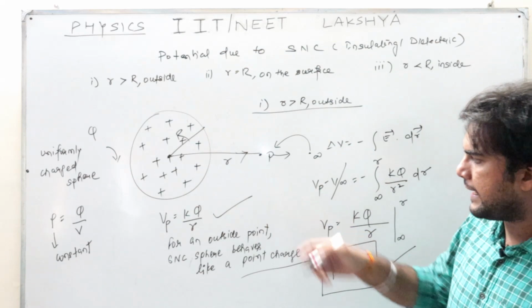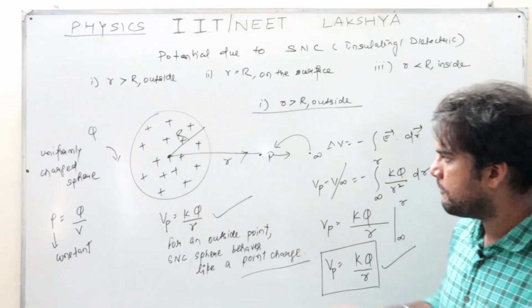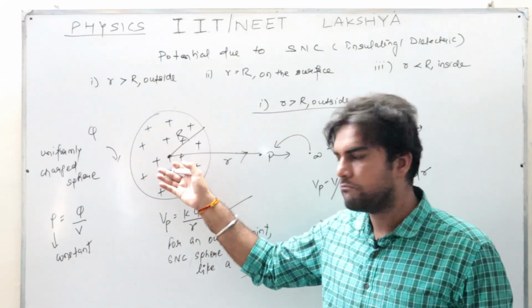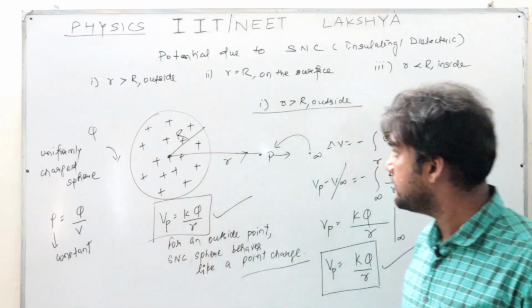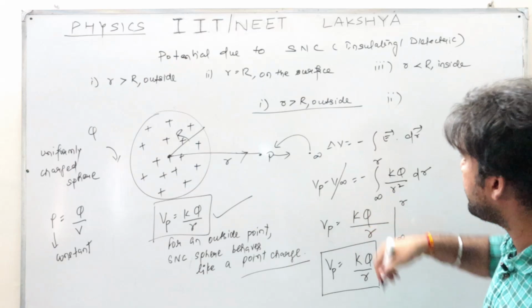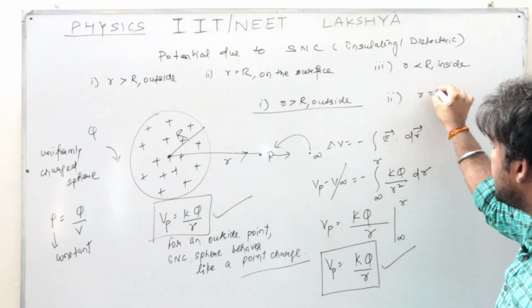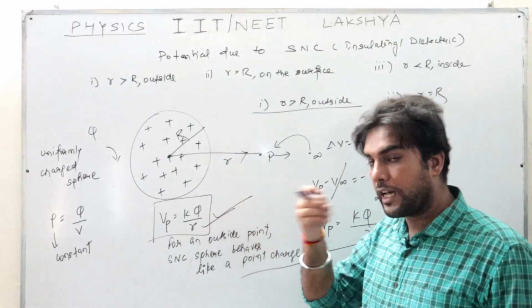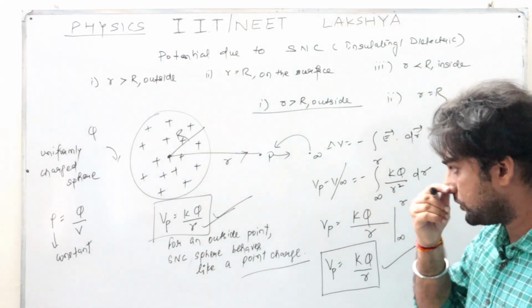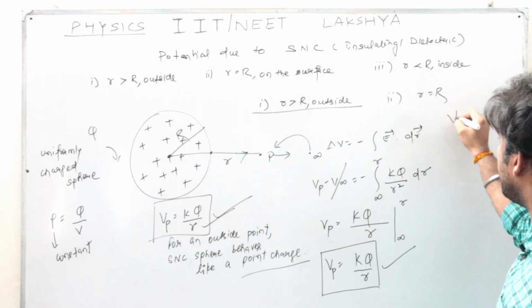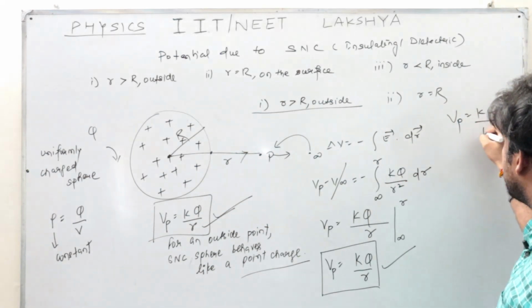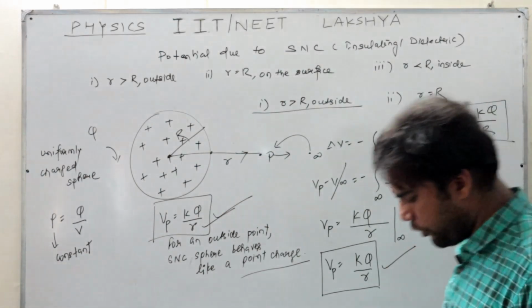So I would say that there is no difference whether it is hollow or solid, whether it is conducting or non-conducting, because this formula is the same for an outside point. Similarly, we can discuss the surface also. That would be r equals R, so instead of small r we can substitute capital R, because from infinity we go directly to this point. So the formula will become kq by capital R. I hope it is clear to you.